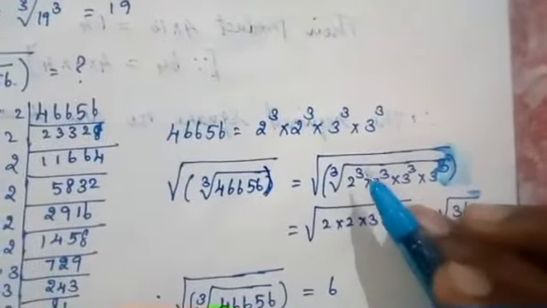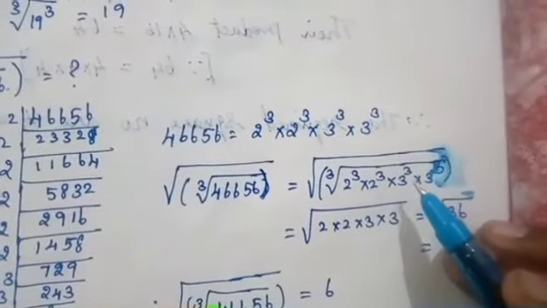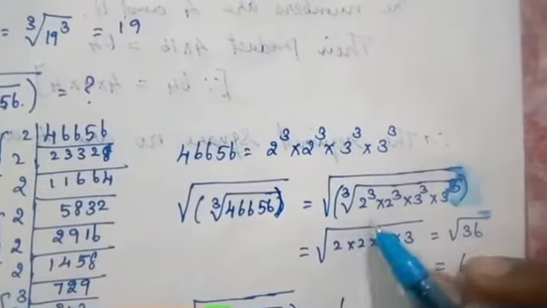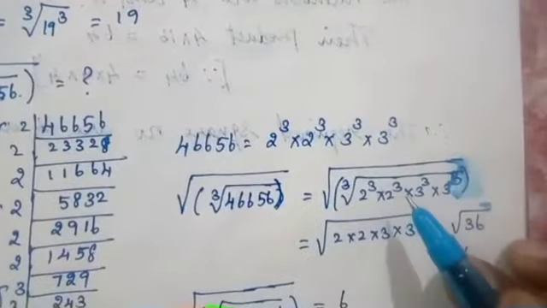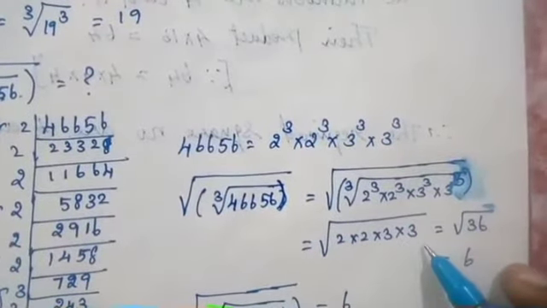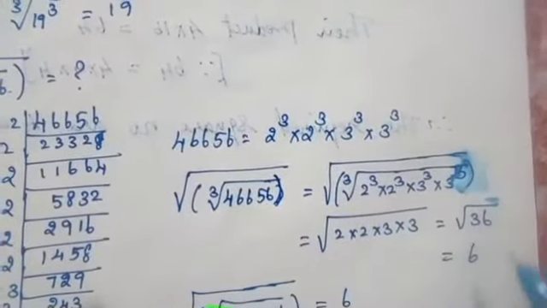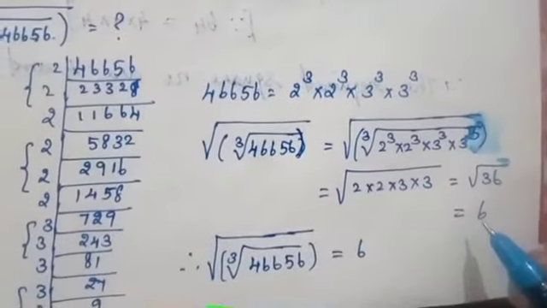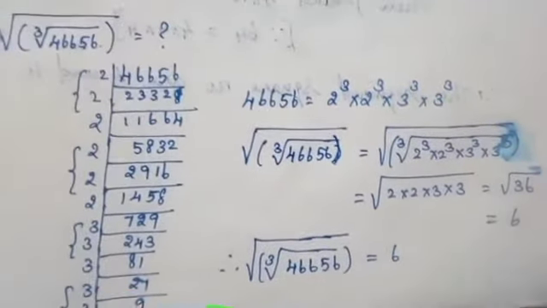So now the cube and cube root cancel. So, square root of... first, inside, you have to complete this cube root: 2 into 2 into 3 into 3. So that is root 36. Root 36 value is equal to 6. So the answer is 6.